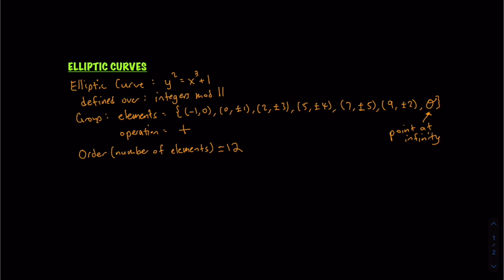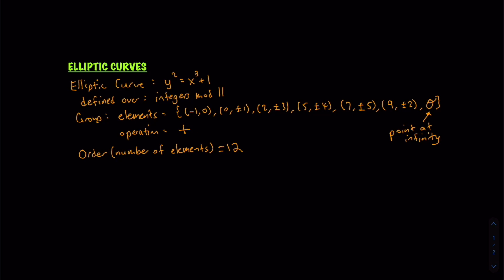So to summarize, for our elliptic curve, y squared equals x cubed plus 1 defined over the finite field of integers mod 11, we have a group. And the elements in this group are -1, 0, 0 plus or minus 1, 2 plus or minus 3, 5 plus or minus 4, 7 plus or minus 5, 9 plus or minus 2, and the point at infinity. The order of this group, in other words, the number of elements in this group, is 12.